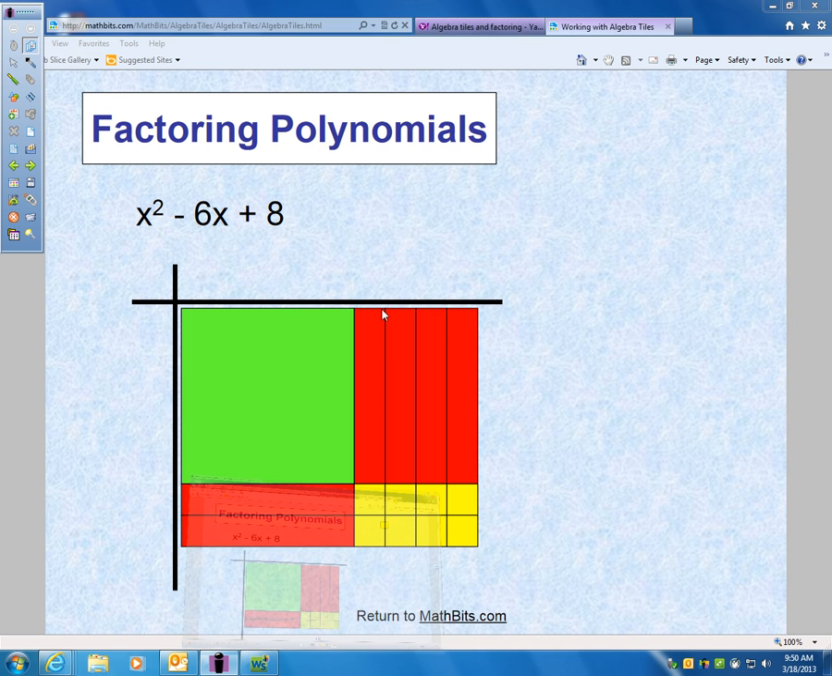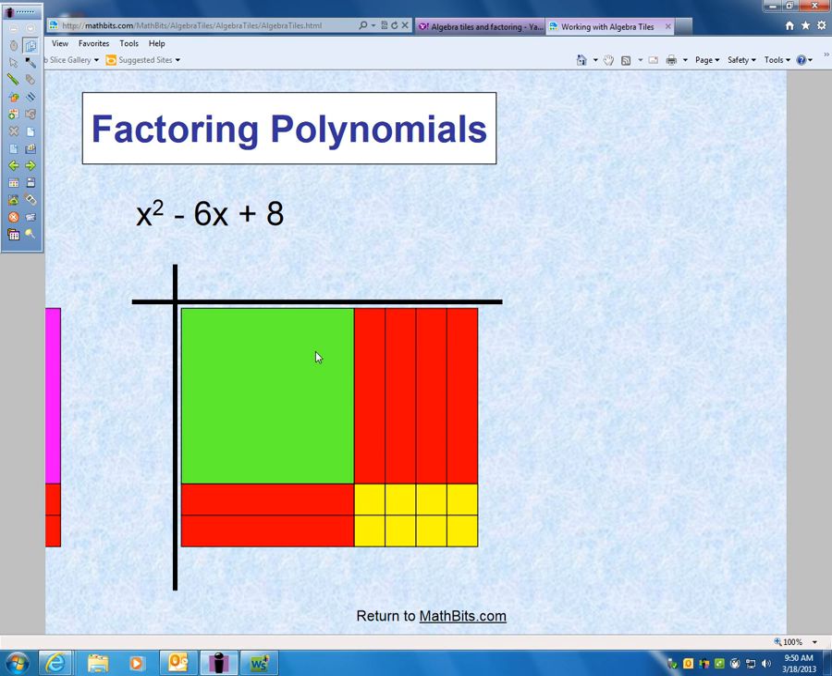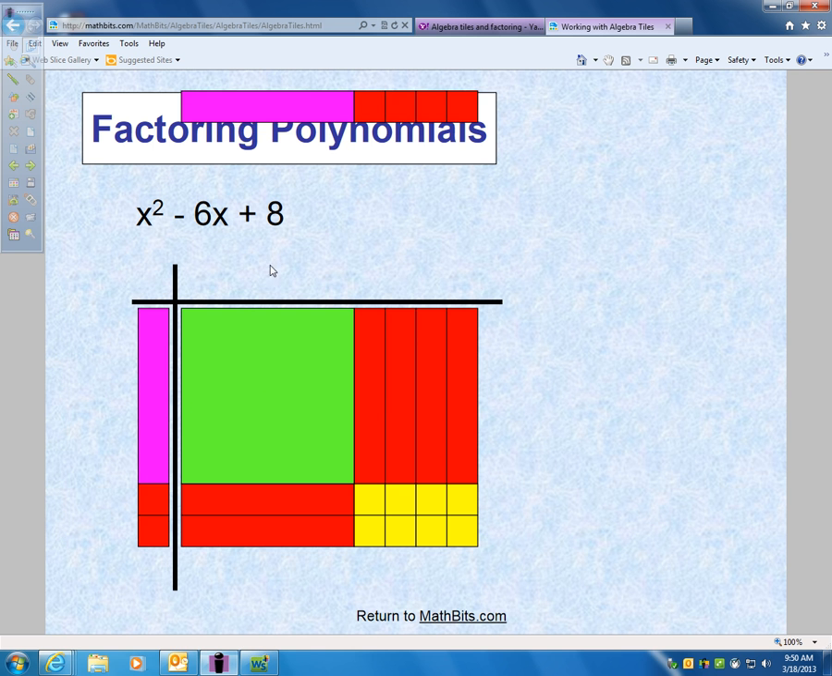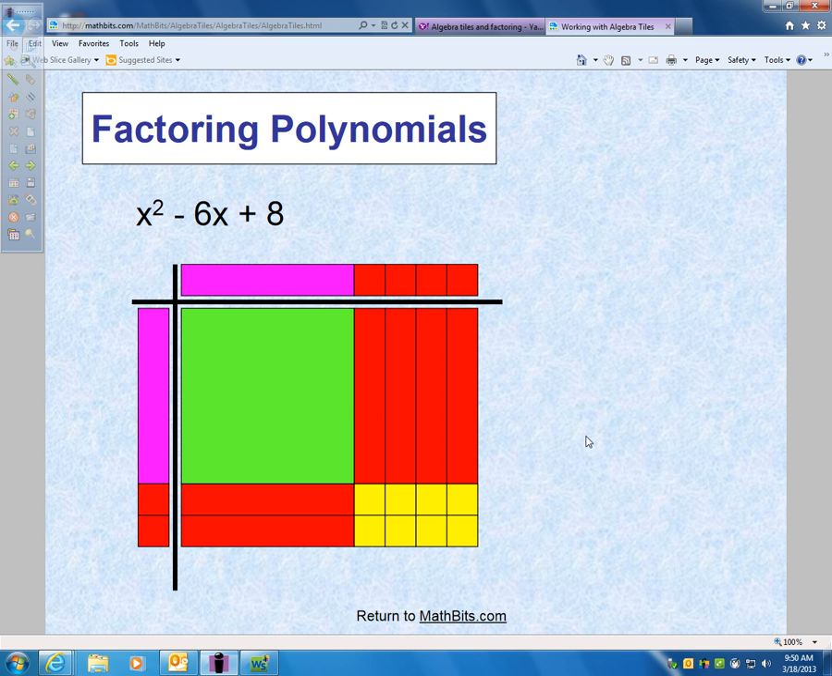And let me actually show that. So here's my x minus 2. Now remember, our algebra tiles are green for the x tiles and blue for the x squareds. They're using pink and green. And then across the top I have x minus 4. This is x minus 2 times x minus 4.